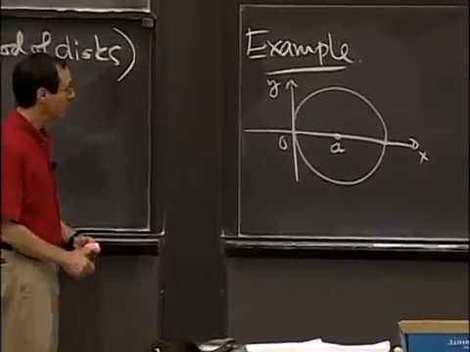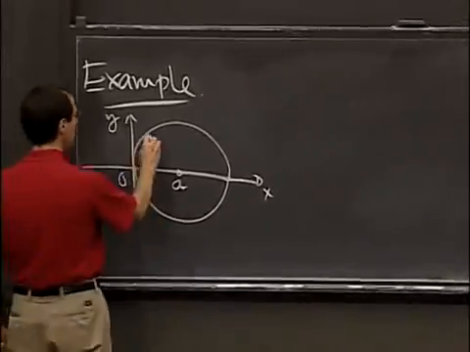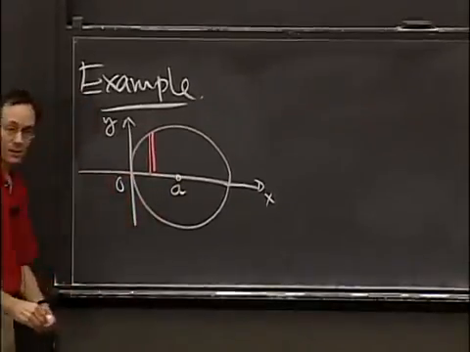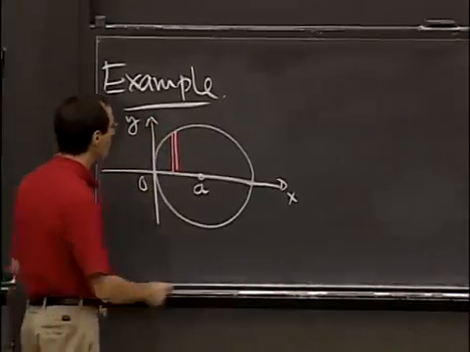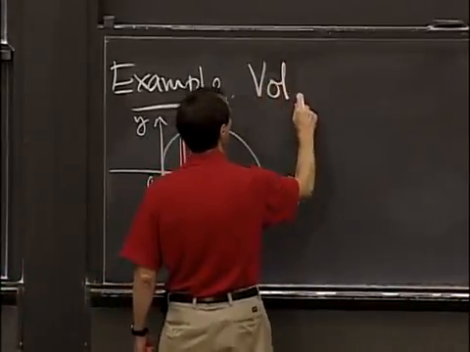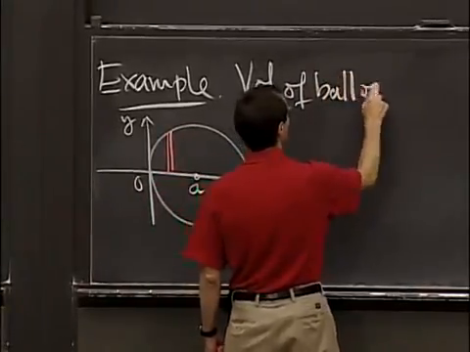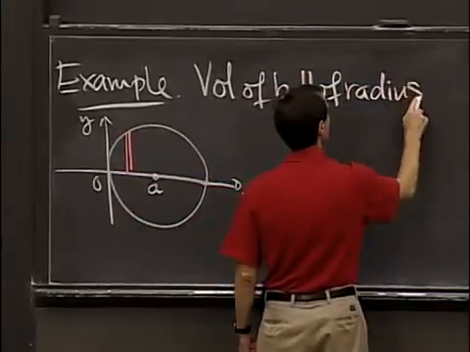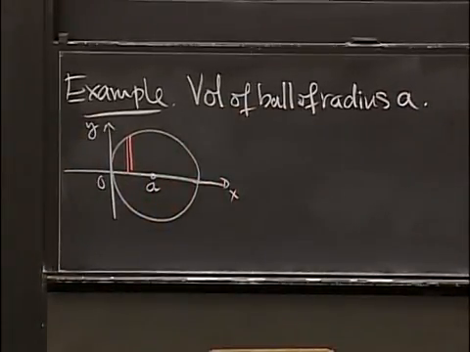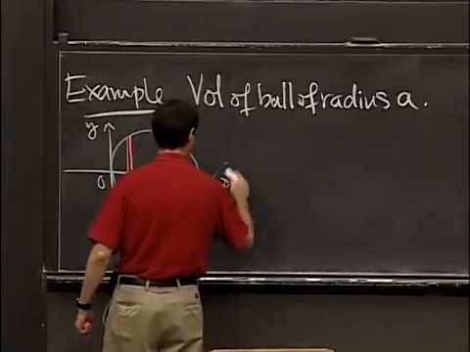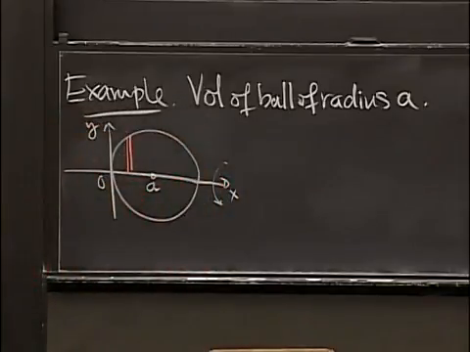So again, the formula has to do with keeping track of these slices here. And we're sweeping things around. So the full region that we're talking about is the volume of the ball of radius a. That's what our goal is, to figure out what the volume of the ball of radius a is. All right. Again, as I say, the thing sweeps around, coming out of the blackboard, spinning around on this x-axis.